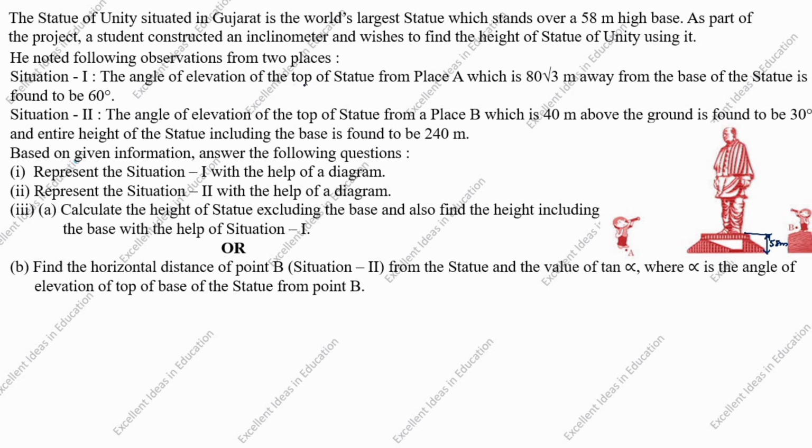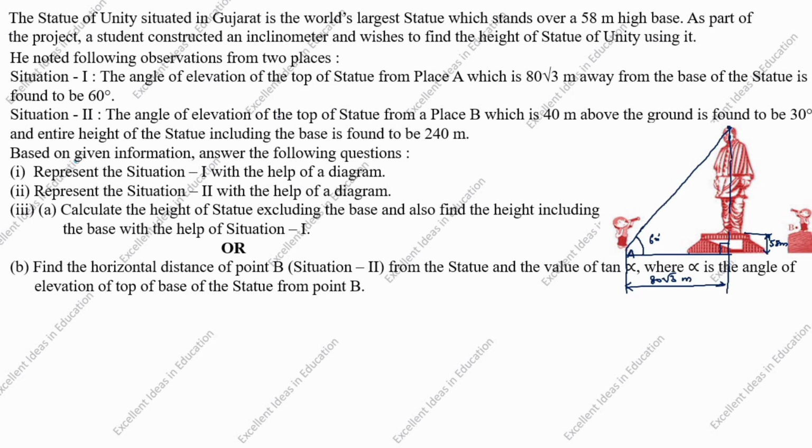Situation 1. The angle of elevation of the top of a statue from place A, which is 80 root 3 meter away from the base of the statue, is found to be 60 degree. Place A, this is the statue, A is 80 root 3 meter away from the base of the statue. So from the center line to here is 80 root 3 meter. Angle of elevation of the top of the statue. So this is the top of the statue. From place A, this angle is 60 degree. Join the line. So this is 90 degree.